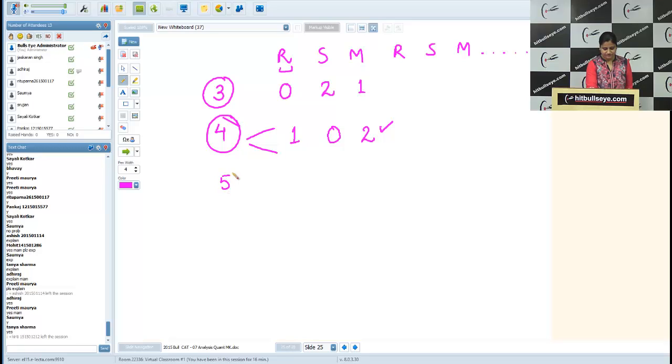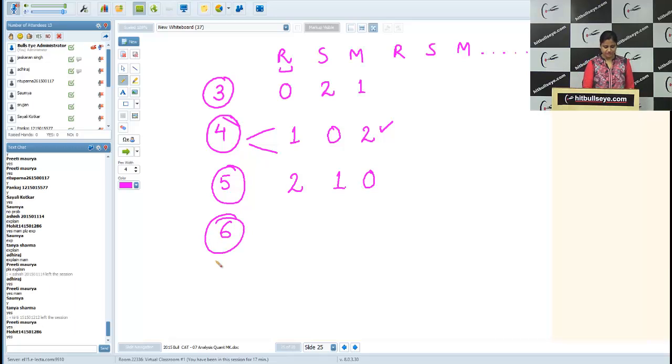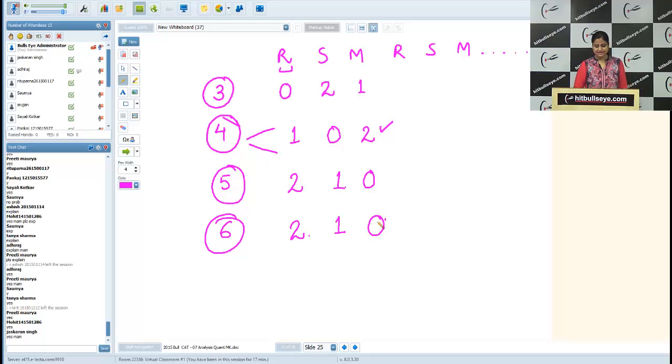Similarly, if we take 5 sticks, Ram will always be the winner, Sham will be second, and Mohan will lose. Is it okay, guys? Please confirm. Similarly, if we take 6 sticks, Ram will always win, Sham will get 1 point, and Mohan will get 0 points. We can consider all the cases.